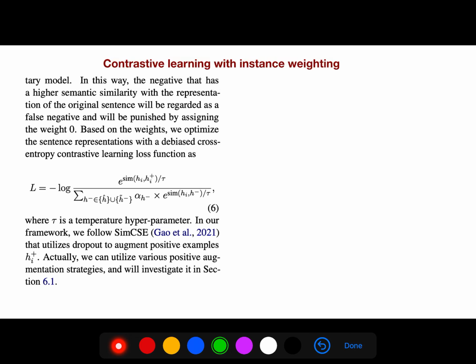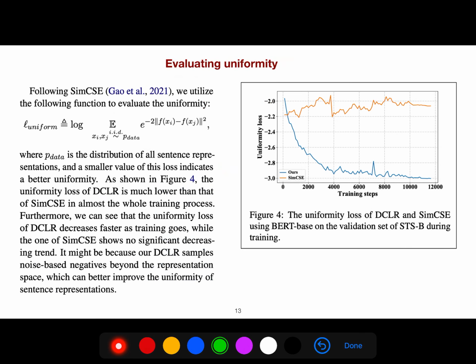So we optimize the sentence representations with the debiased cross-entropy contrastive learning loss, where tau is the temperature hyperparameter. In our framework, we follow SimCSE, which utilizes dropout to augment positive examples. And then this is the uniformity loss comparing our framework with SimCSE using BERT-base under validation.